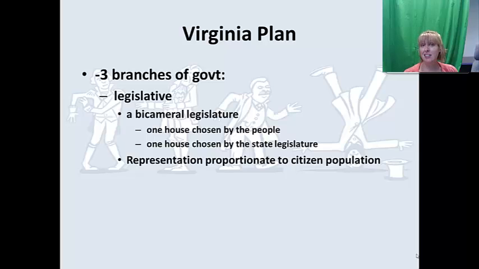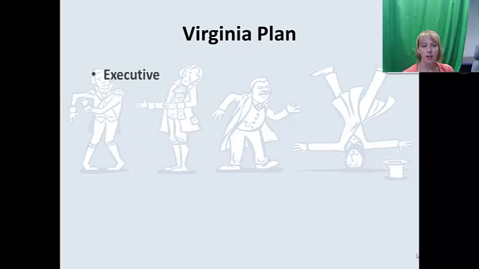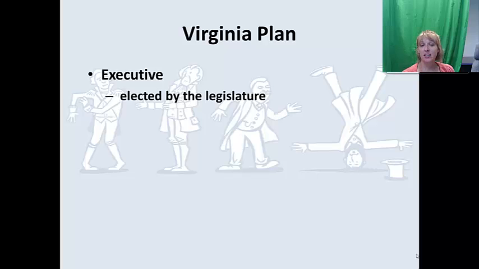So this again is a little bit different than what we have today, right? We have a house that is based on citizen population. We also have the Senate, which is equal representation. A little bit more about the Virginia plan. The executive is elected by the legislature, so pretty similar to the New Jersey's appointment by the legislature. What the Virginia plan adds are some limitations on the executive. They wanted to specify that a person could only serve one term in order to try to avoid consolidations of power.